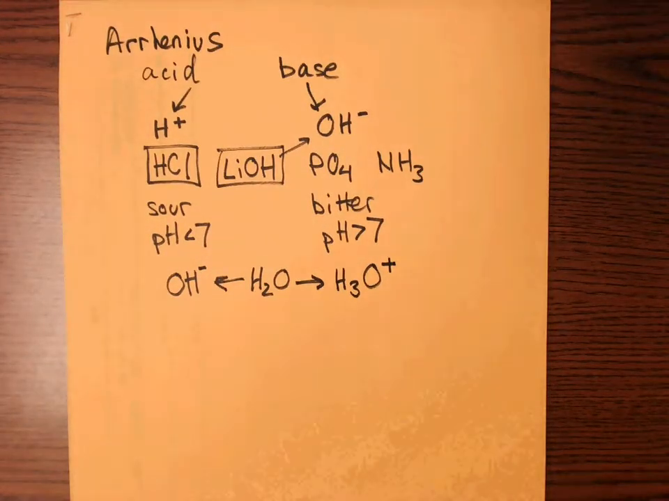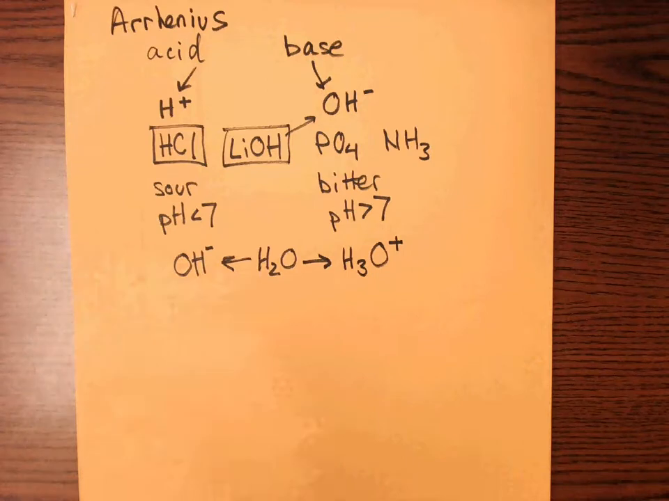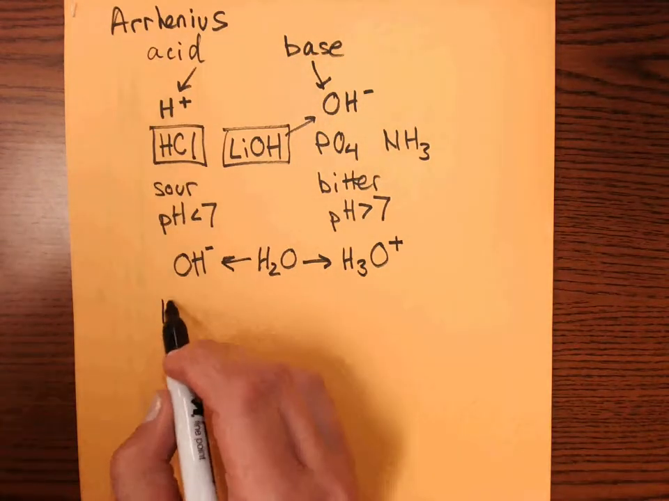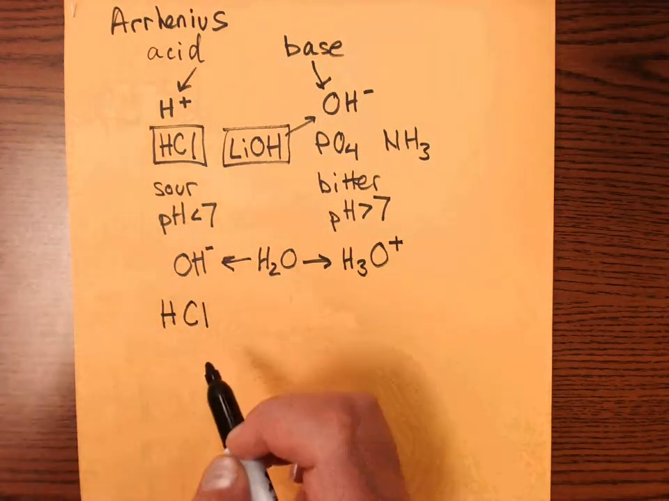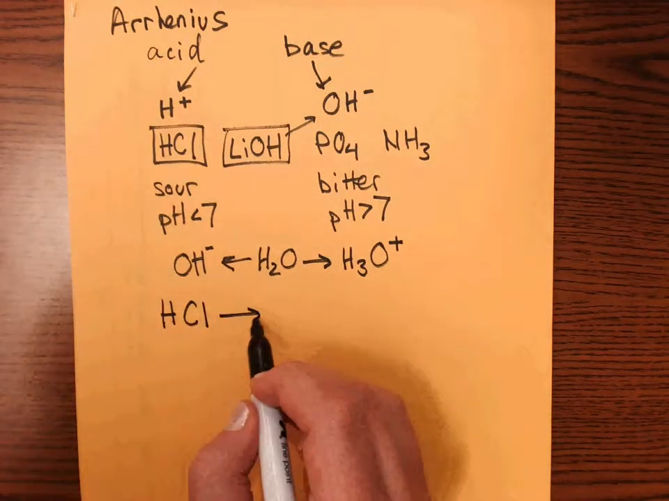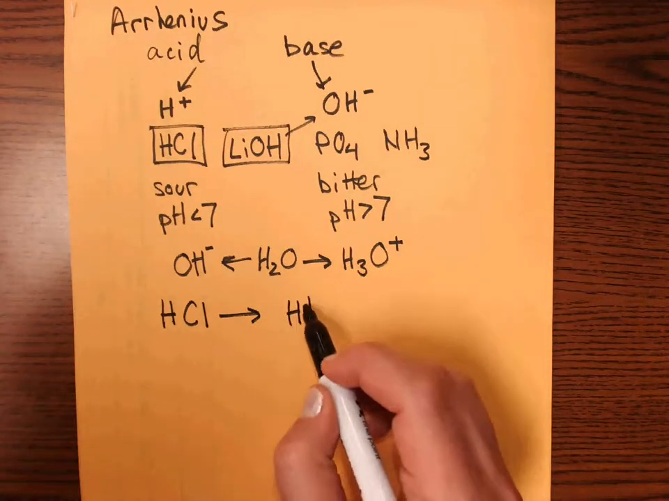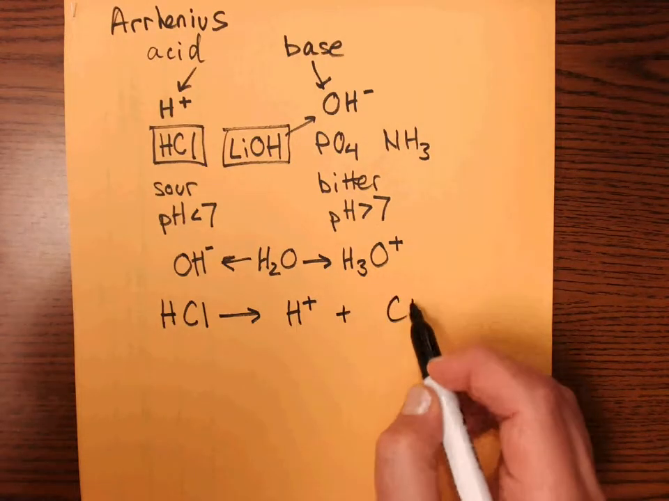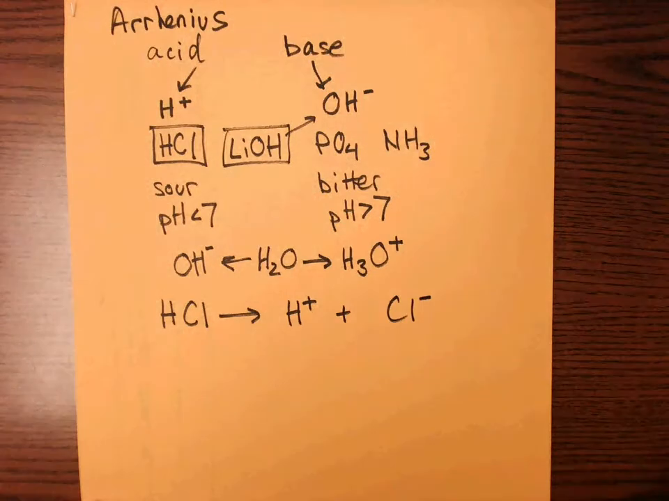Now, when we talk about strengths of acids or bases, to classify something as a strong acid or base, it has to completely ionize in solution. So what does that mean? That means if you have hydrochloric acid, which is one of our strong acids, if it completely separates into ions in solution, that's a strong acid. If it does not, it's a weak acid.